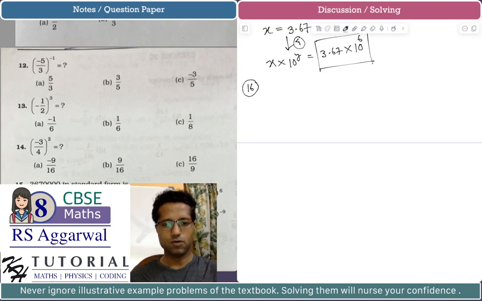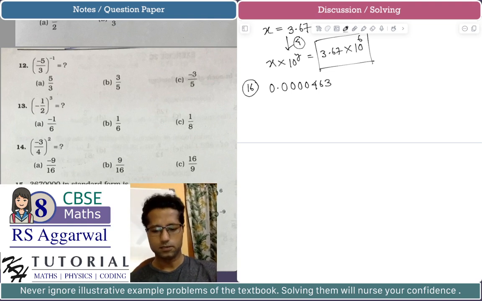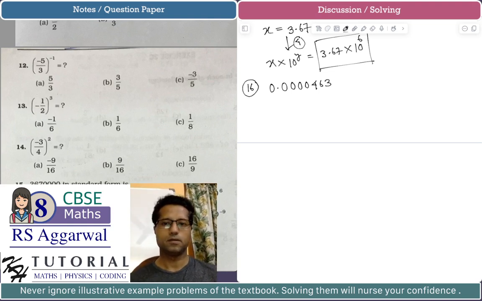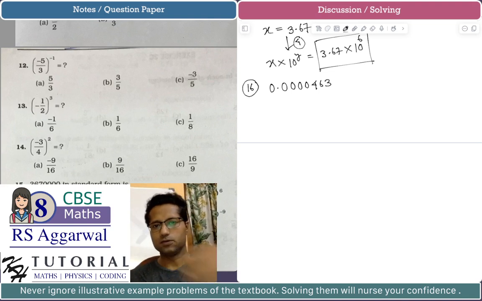We are given a very small number, 0.0000463, to express in standard form. After the decimal point there are 4 zeros, 1, 2, 3, 4, and then we have 463. We have to convert this very small number into standard form. Now, let's apply the steps.